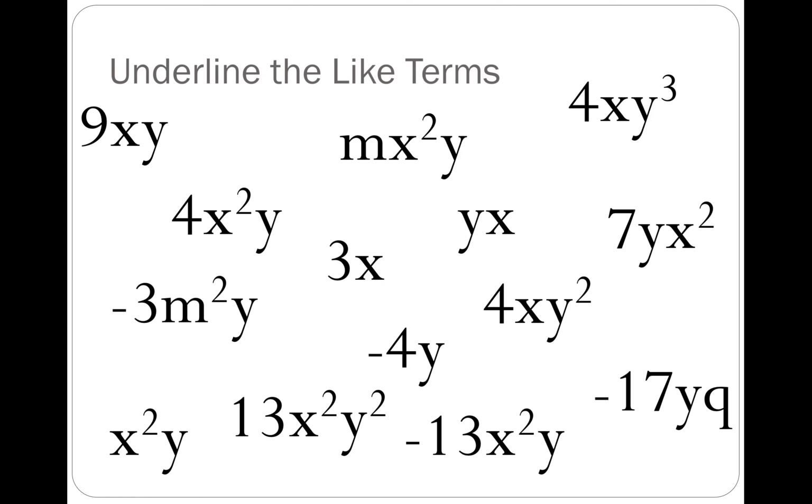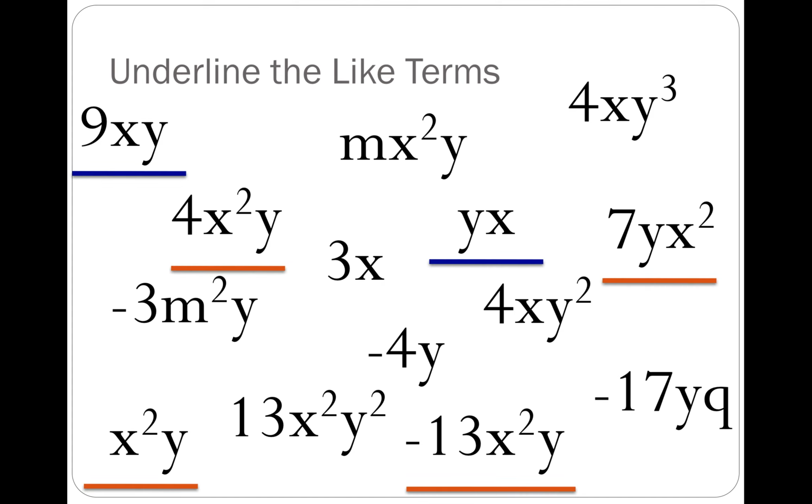Underline the like terms. Well, we have 9xy and this yx term are the same. Then we have x squared y, x squared y, x squared y, x squared y. 4 x squared y terms that are like terms. Nothing else here has a perfect match. This one up here has x squared y, but look, it has an extra m. So it's not the exact same constellation of letters.